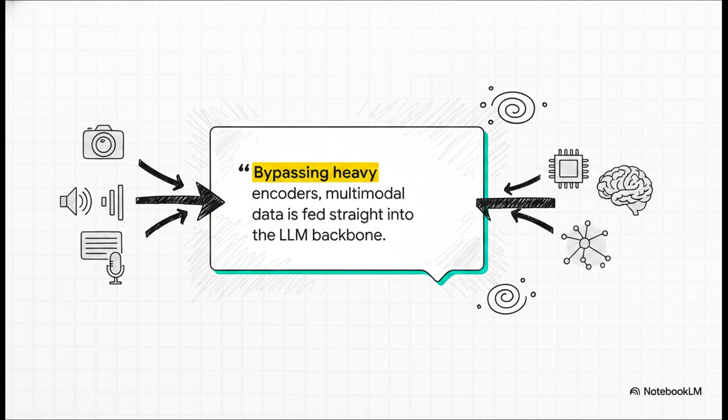The documentation actually puts this perfectly. It says, "Bypassing heavy multi-stage vision and audio encoders entirely, multimodal data is fed straight into the LLM backbone, reducing multimodal latency." Basically, because the model natively speaks all these modalities directly into a single decoder-only transformer, all that lag and memory overhead just vanishes. It's like a unified sensory interface built straight into the core language model itself.